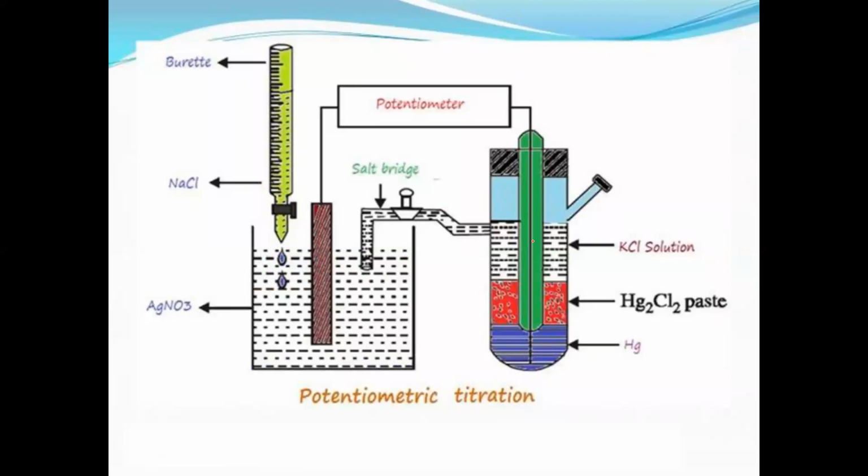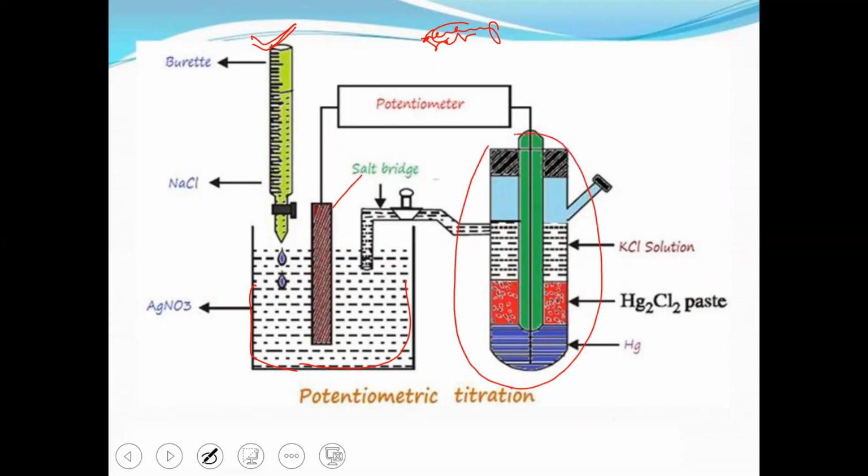So here it is the potentiometer titration setup. In the potentiometer titration, which components are present? Let's look at this picture. Here is the burette. See this one, this is a burette, and this is a beaker, and this is an electrode.